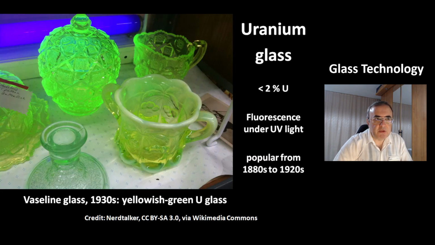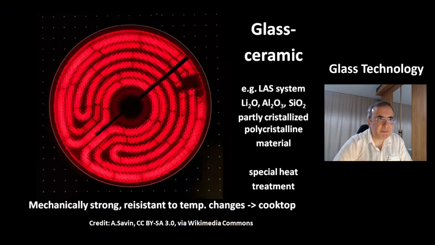Uranium glass contains up to 2% uranium. It is fluorescent under UV light. Uranium glass was popular from the 1880s to 1920s. And in the 1930s, there was a Borosilicate glass. It was a yellowish green uranium glass.